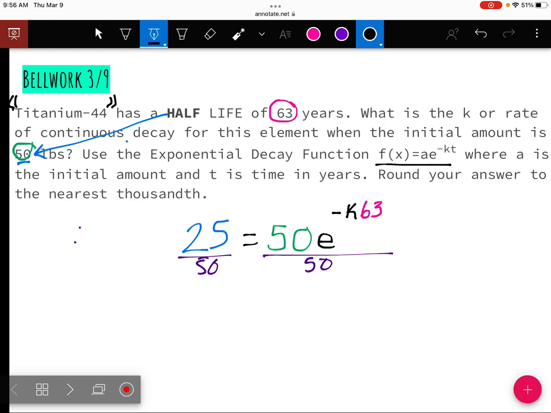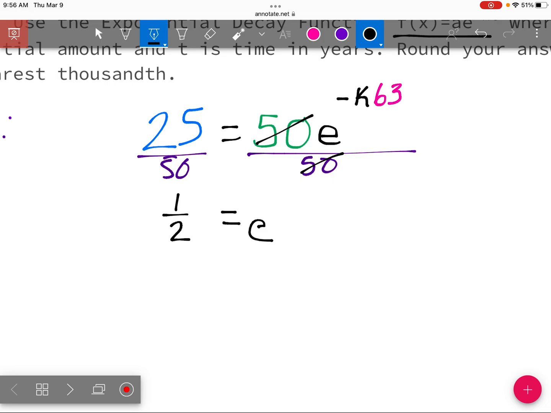So that's going to give me, on the left side, 1/2. My 50s cancel out, and we're left with e to the minus 63k. I'm just switching it around because we usually like the numbers in front. Now what can I do to get that k by itself? My k is in the exponent. What tool can I use to get that k out of the exponent? What can we use?